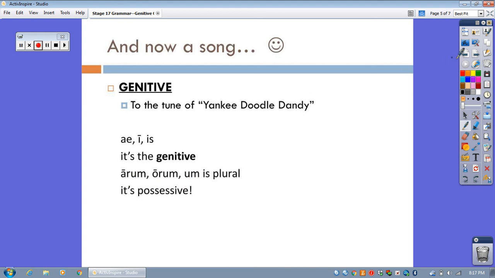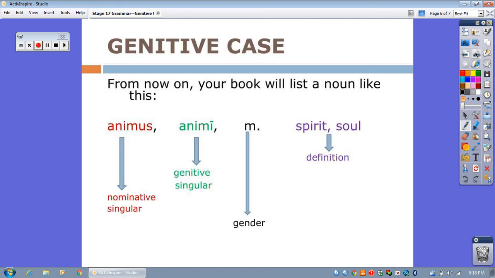And we'll practice that quite a bit in class. Now, what else is important? A couple of things. From now on, your textbook is going to list nouns in this way. The nominative singular will come first. That's no change. But here's where the change occurs. For the longest time, your book has been listing the accusative singular as the second part of a noun. But that will disappear, and from here on out, the genitive singular will actually be the second part of the noun listed. Then you'll see a letter following, M, F, or N, and that's for the gender, masculine, feminine, or neuter, and then of course finally the definition.